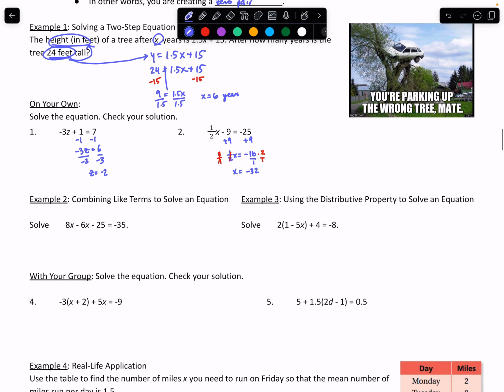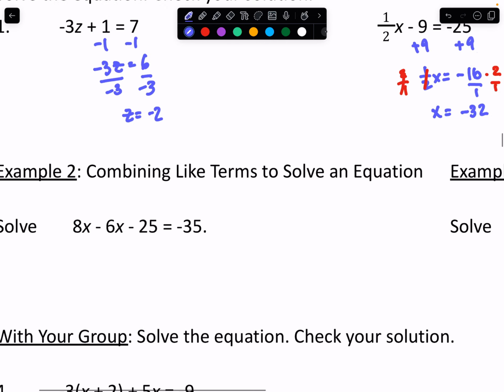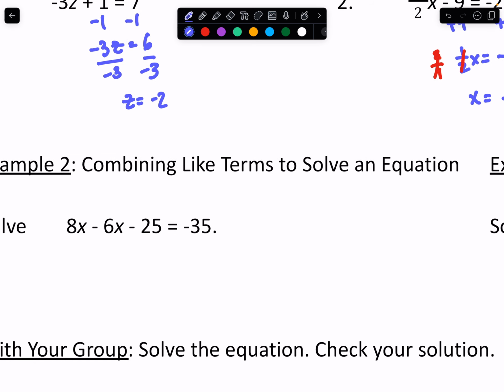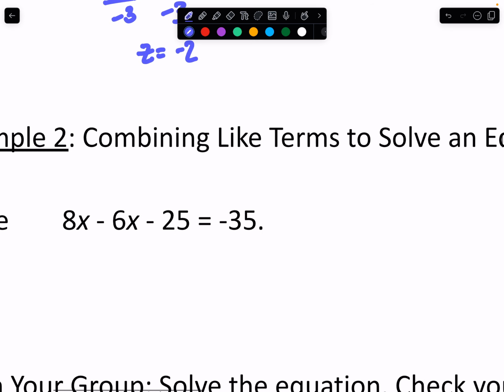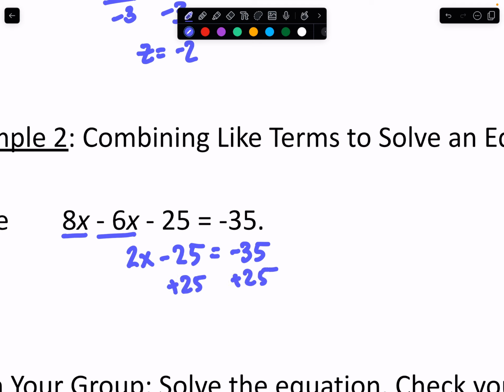Okay, next example, here's what I'm given here. Remember, sometimes you'll have to combine your like terms first. So combine like terms first, and then let's move on and solve. So here my like terms are 8x and negative 6x. If I combine those two, you get 2x, copy everything else down, is equal to negative 35. I will add 25 to both sides, right? Because you want x by itself. You're left with 2x is equal to negative 10. Your final step is divide by 2, divide by 2. I got x is equal to negative 5.